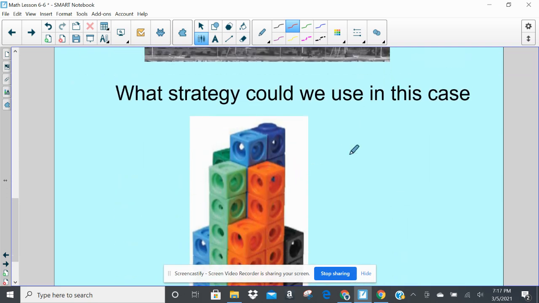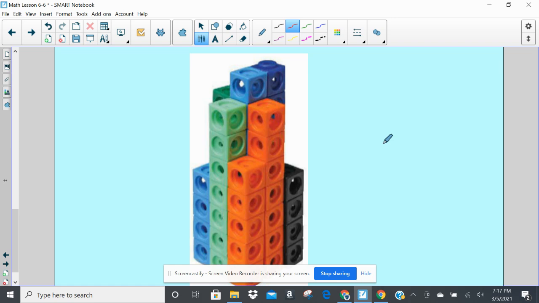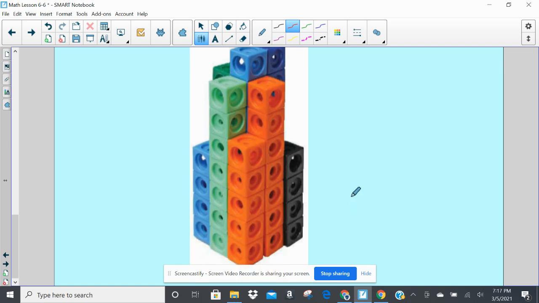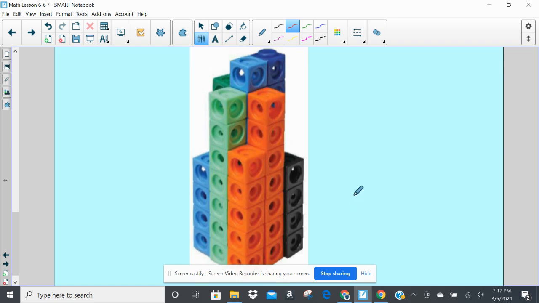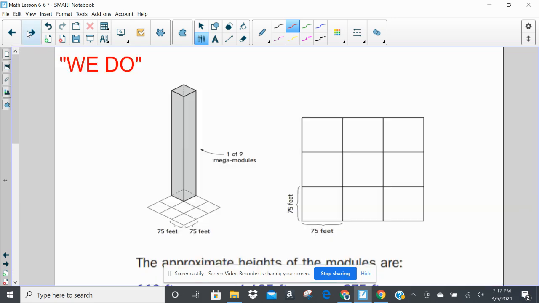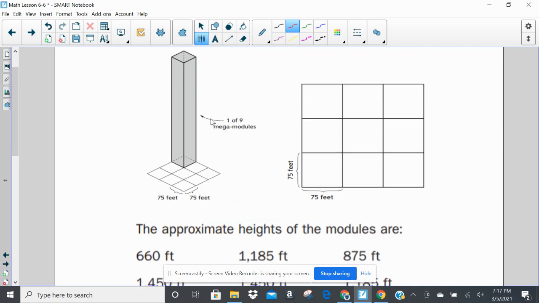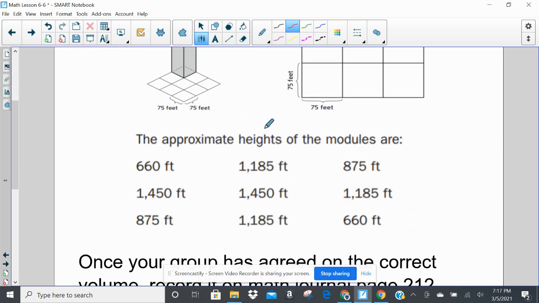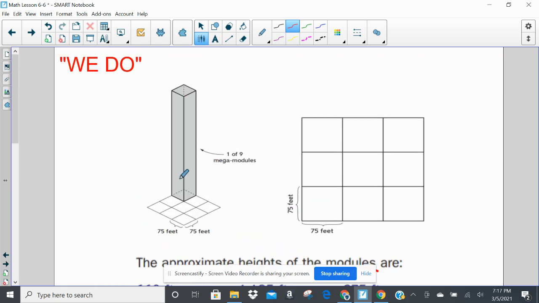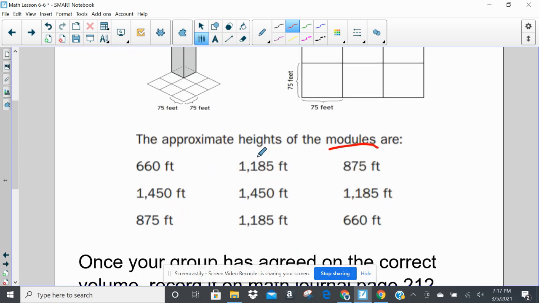So maybe it can help you by looking at this. This kind of looks like the Willis Tower. What could we do to find the volume? Remember, volume is how many cubes, right? What could we do? So what we are going to do today, we need to find the volume of each module. A module is each one of those little rectangular prisms, okay, that makes up the Willis Tower.